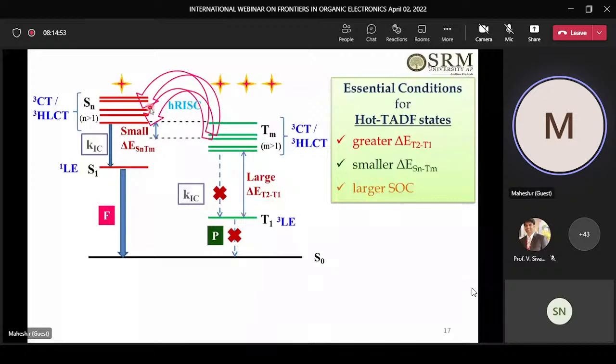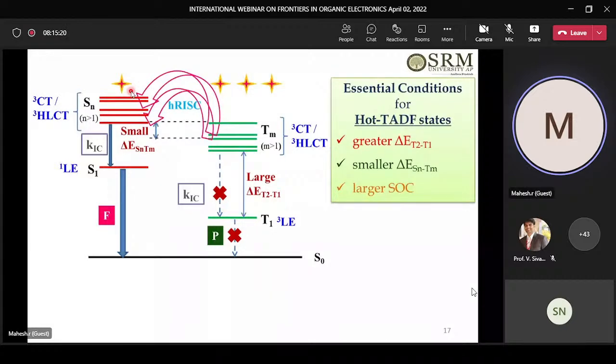So generally, in the case of traditional TADF, we worry about the lowest singlet and lowest triplet states. But in the case of hot exciton reverse intersystem crossing, there is a large gap between T1 and T2 state. So it suppresses the internal conversion. So before the internal conversion occurs, the charges convert to the singlet states.